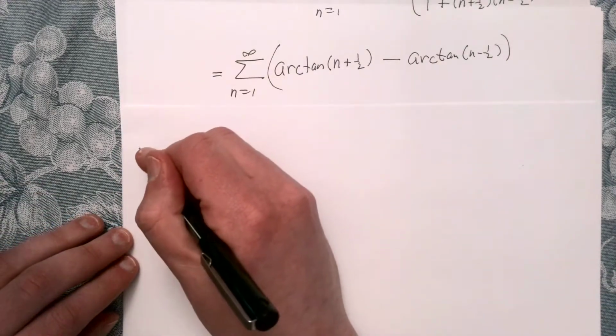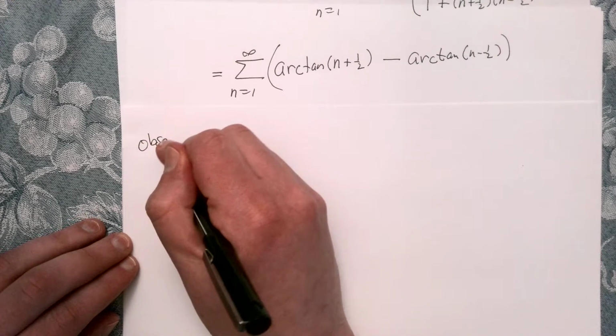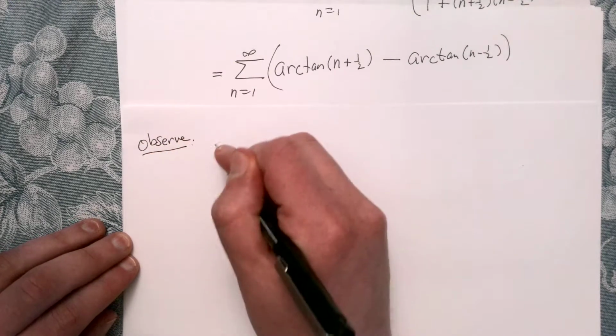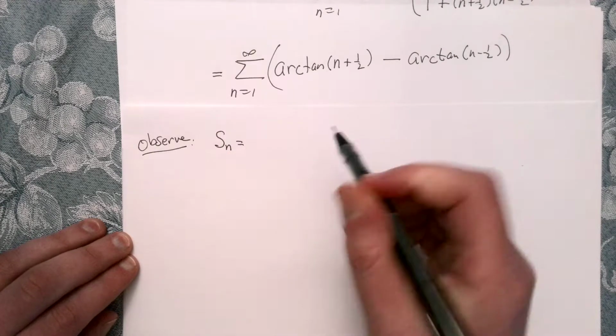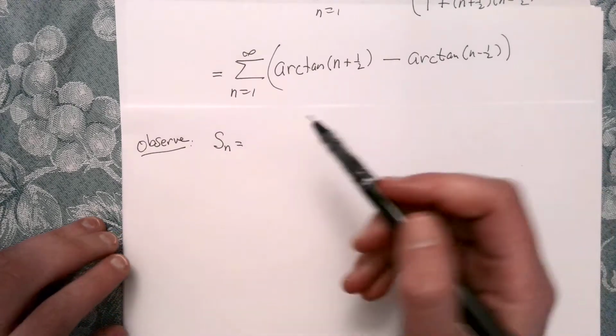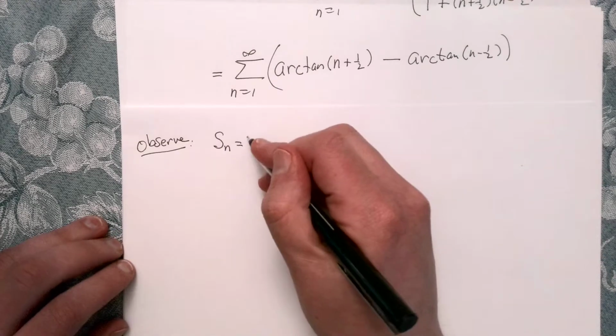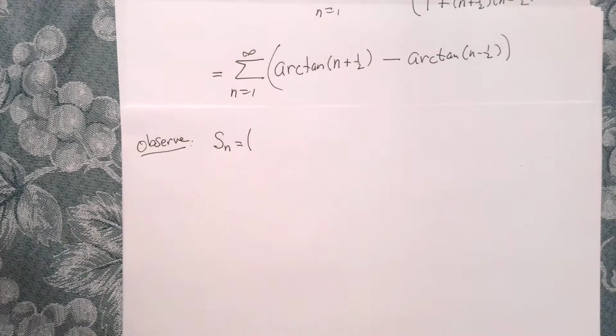Okay, so let's observe that S sub n is equal to, so again, the sum of the first n terms. So we're going to start off by plugging in 1. I did the same thing I did last video.